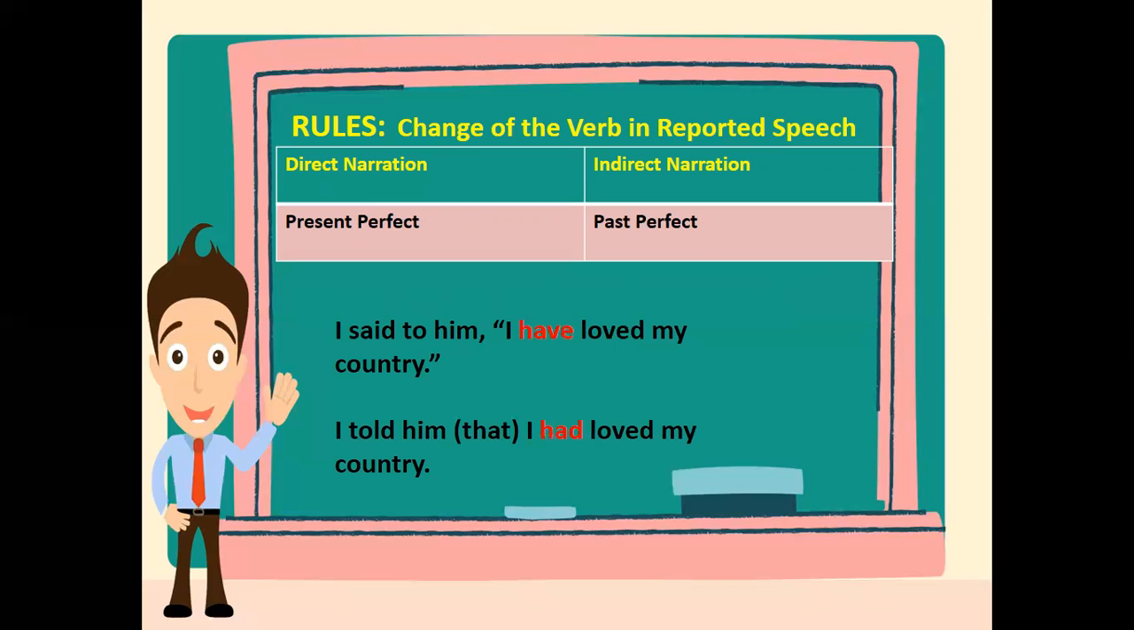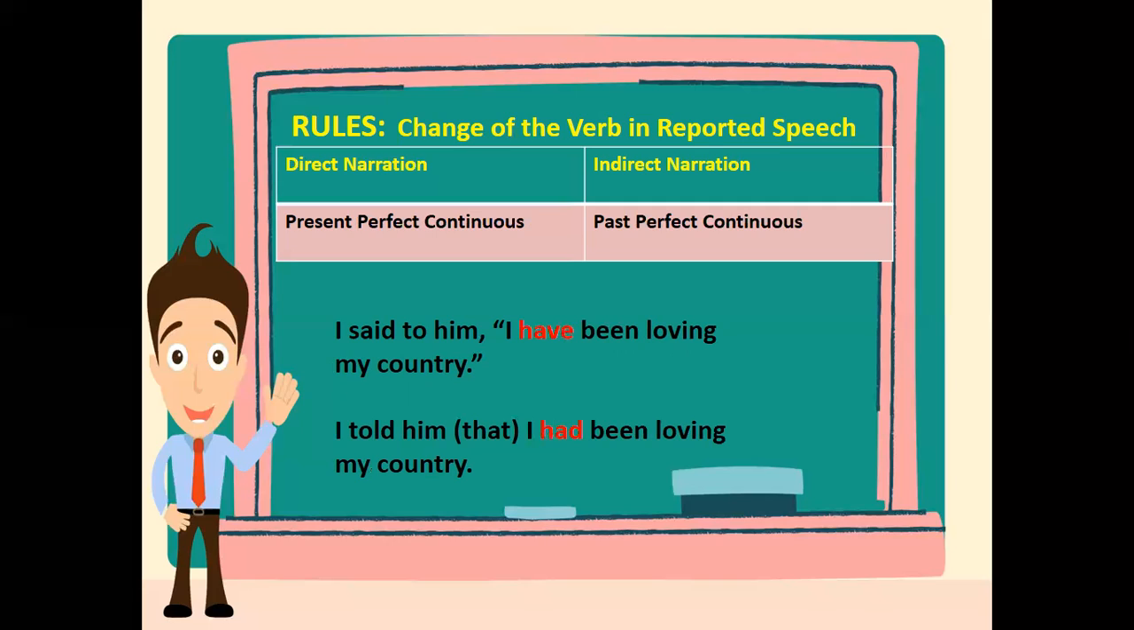So have loved means it is present perfect. So it will be changed into past perfect. So for past perfect, you have had plus past participle form. So it will be, I told him that I had loved my country. Next will be present perfect continuous. If you have present perfect continuous tense in direct narration, it will be changed into past perfect continuous tense.